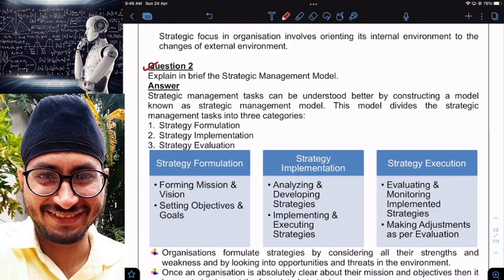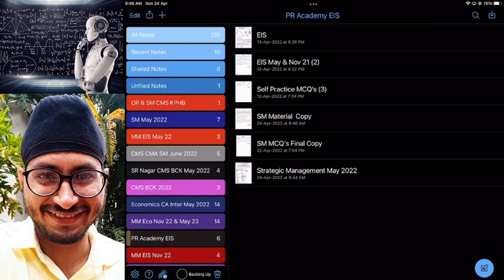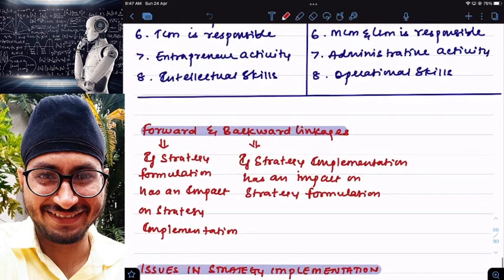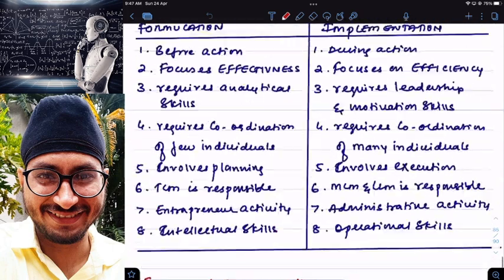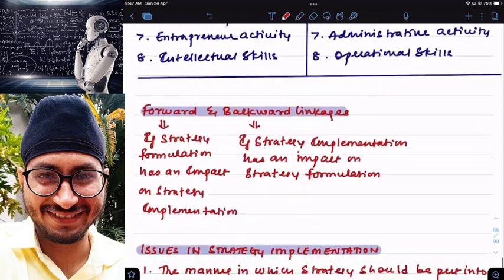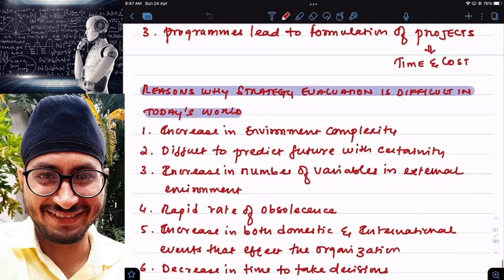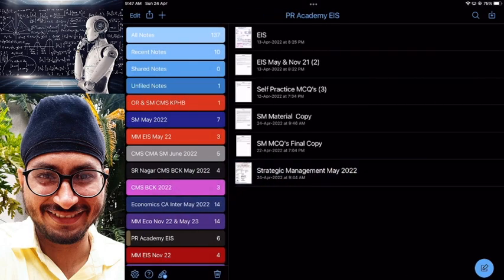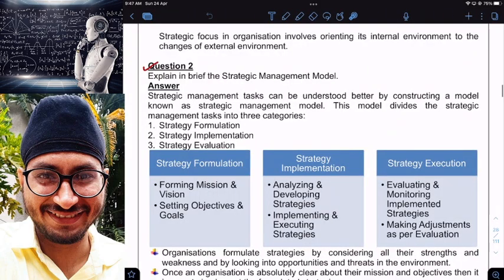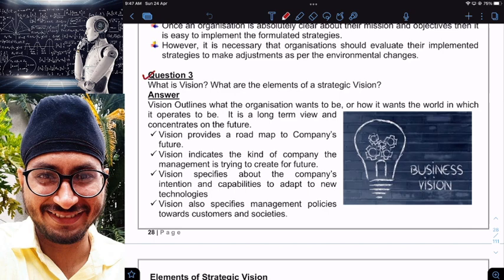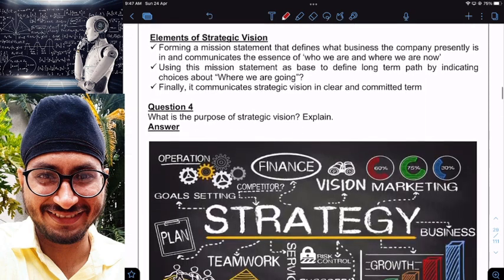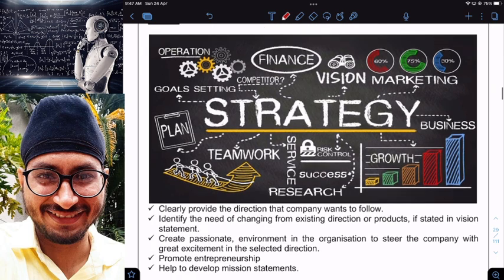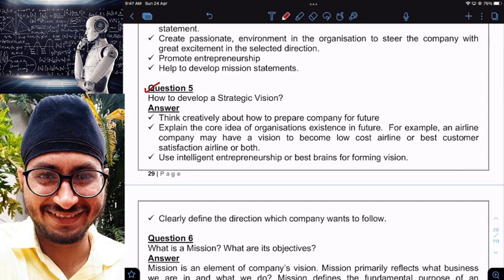Question number 2, I've already explained to you in the introduction only. The introduction that I have given you, that is nothing but question number 2. Then question number 3, what is vision and elements of vision also we have discussed. And the purpose of strategic vision also we have discussed. Very small chapter. Then how to develop a strategic vision also we have discussed.